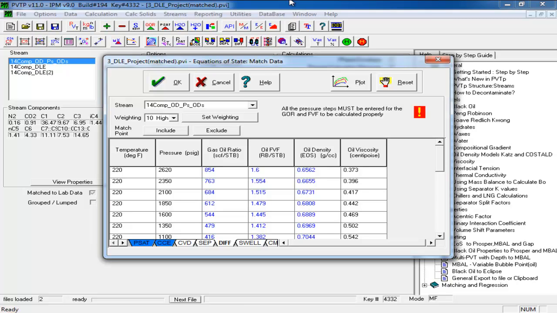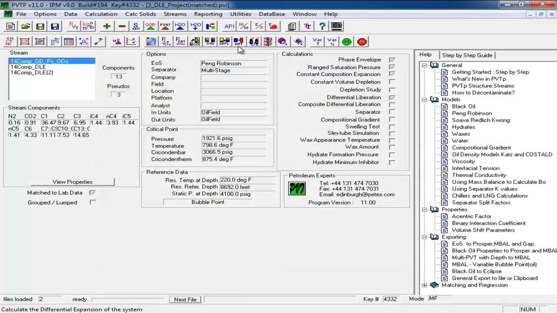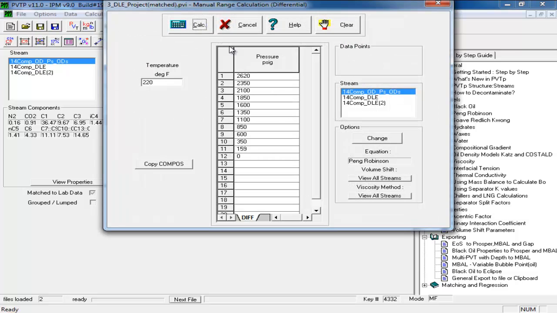So we entered the lab data, and I will say why we have weights here. So let's just avoid that now. And then we came here, differential.